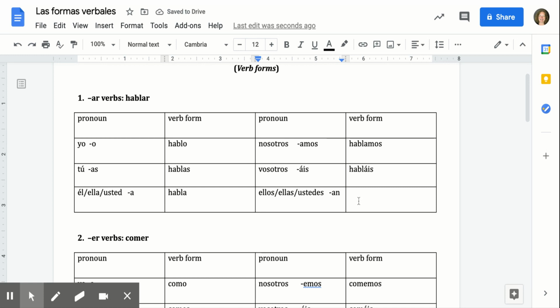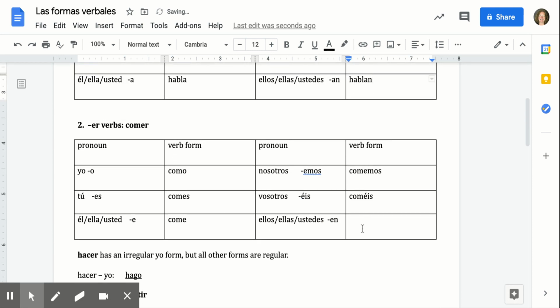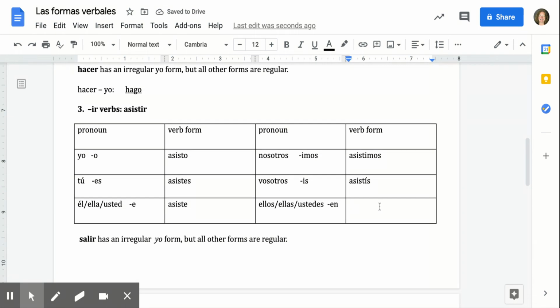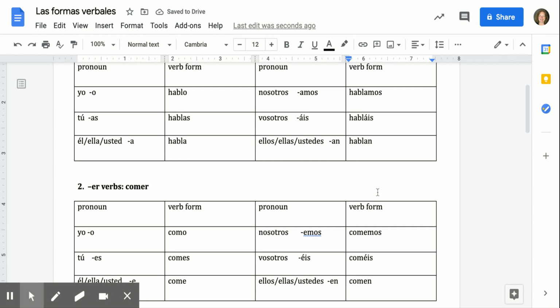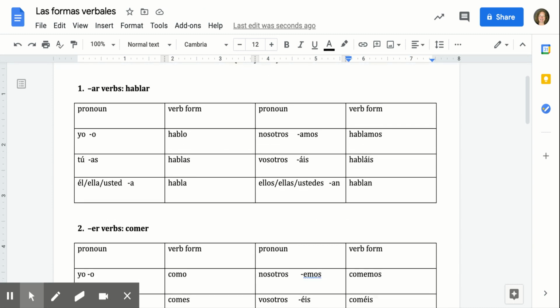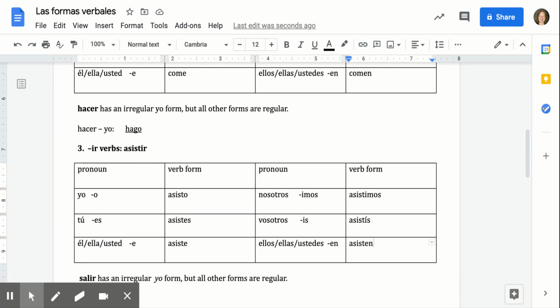So we take our root, ab, and then we add -an. Take com and add -en. And then we take asist and add -en there. Okay? And this is what goes on for regular verbs. So any verb that's a regular verb follows this pattern.